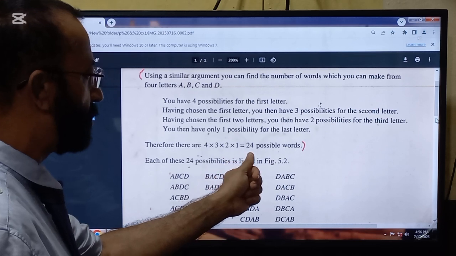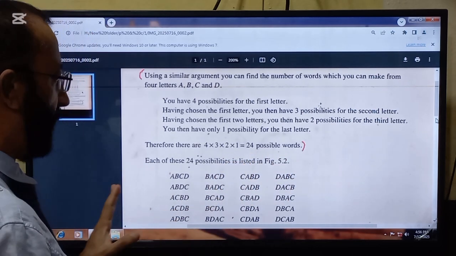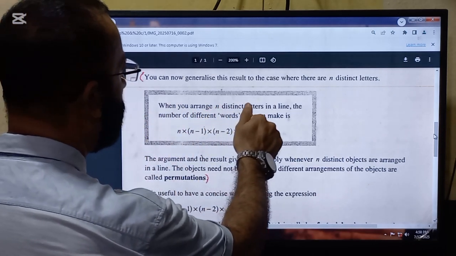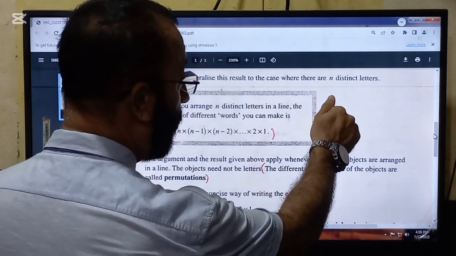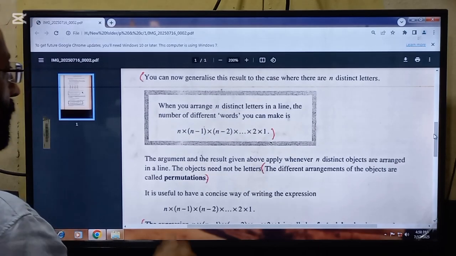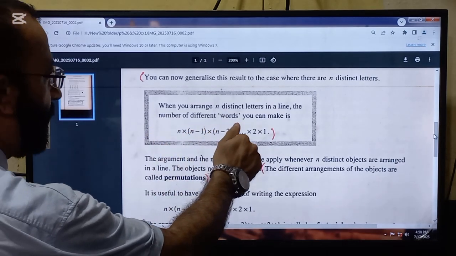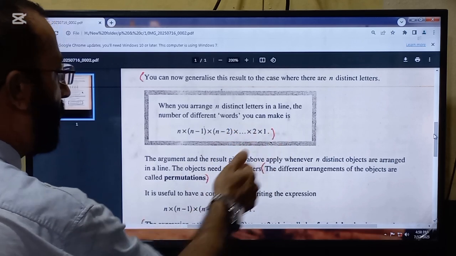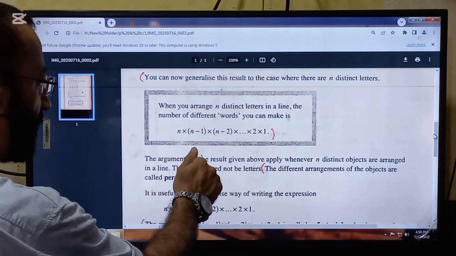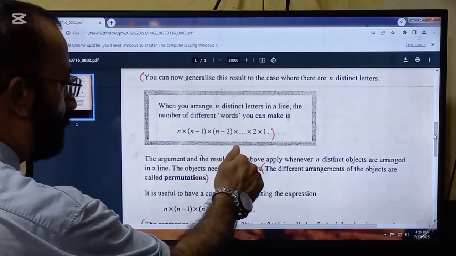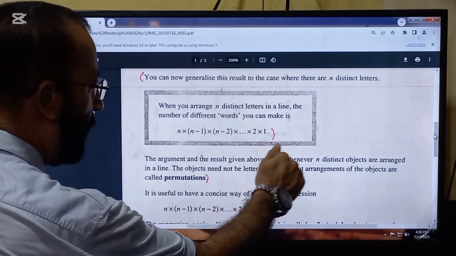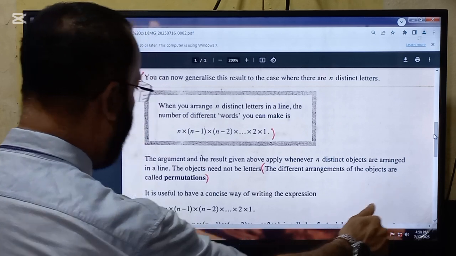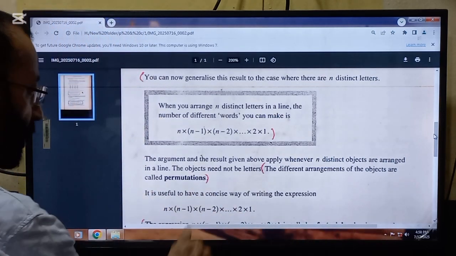24 ones are 24. So 24 possible words will be there. You can now generalize this result to the case where there are n distinct letters. When you arrange n distinct letters in a line, the number of different words you can make is n into n minus 1 into n minus 2, and so on, up to 2 into 1. The different arrangements of the objects are called permutations.